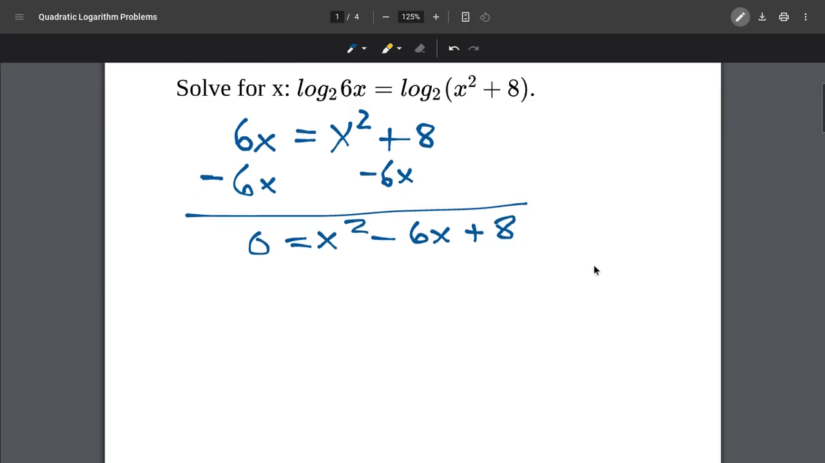So what we can do is look for the factors that multiply to positive 8 and add to negative 6. Those are negative 2 and negative 4, because negative 2 times negative 4 is positive 8, and negative 2 plus negative 4 is negative 6. So I'm going to rewrite this in factored form: 0 equals x minus 2 times x minus 4.